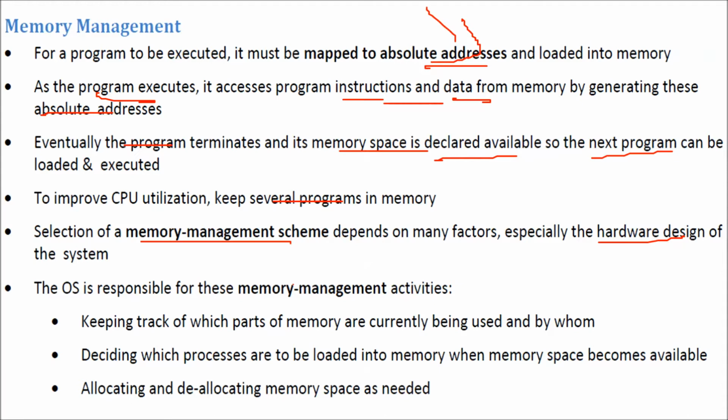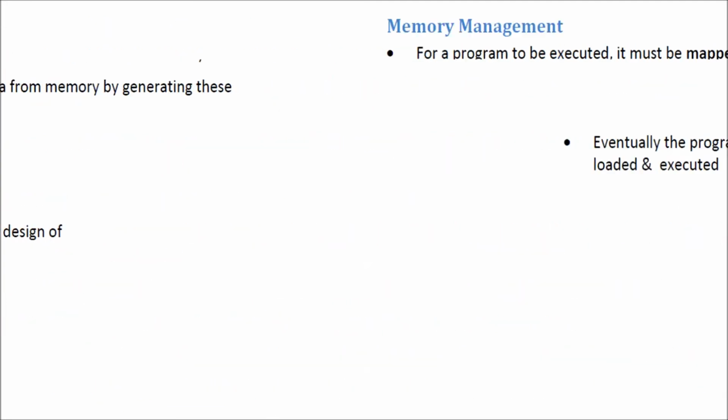So what are the memory management activities for which the operating system is responsible? First of all, to keep track of which parts of memory are currently being used and by whom. Whenever I am talking about memory, I am talking about the main memory, okay? Then deciding which process to load when space is available, and allocating and deallocating memory space as required.